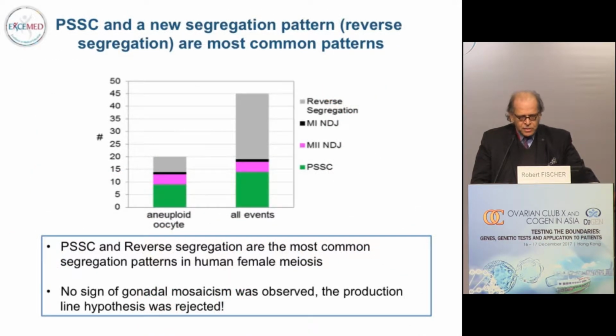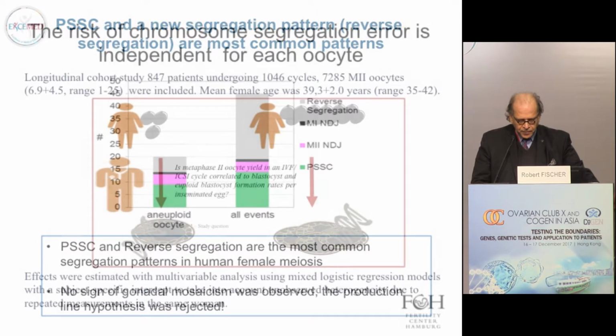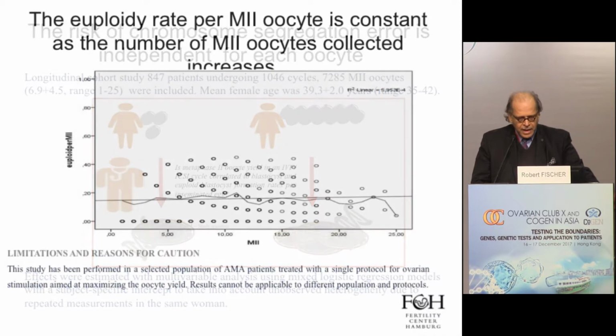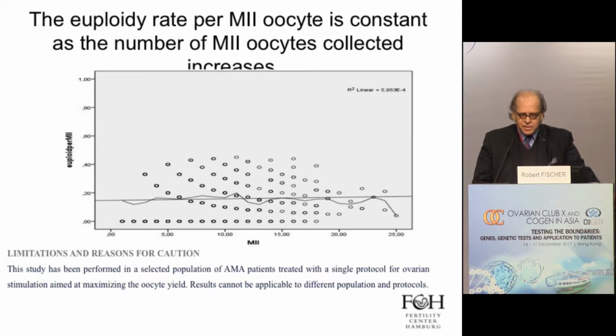And it has been shown that predivision and reverse segregation are the most common patterns that you will see in the meiosis. It has been shown that the risk of chromosome segregation error is independent for each oocyte. So each oocyte is independent for itself. And the euploidy rate per metaphase 2 oocyte is constant as the number of metaphase 2 oocytes collected increases. So the rate will always be the same.